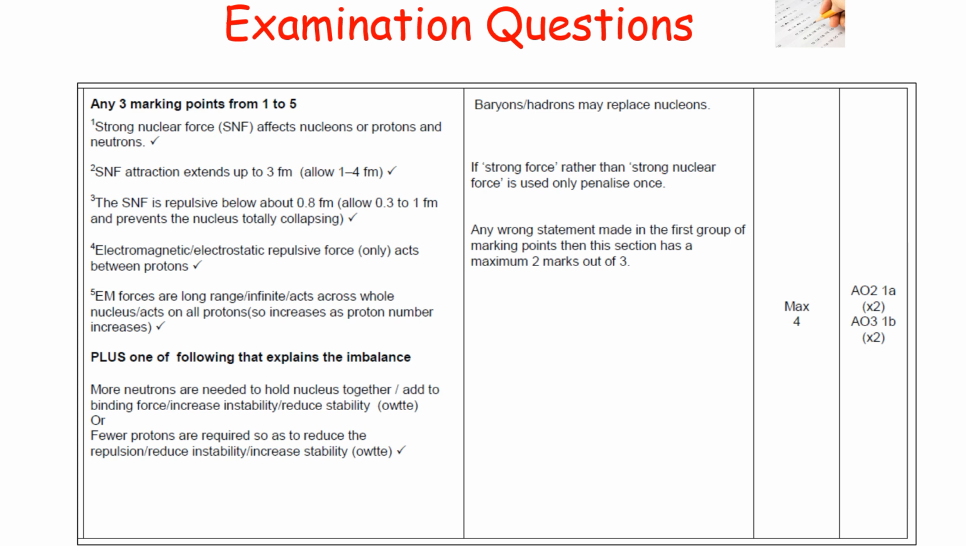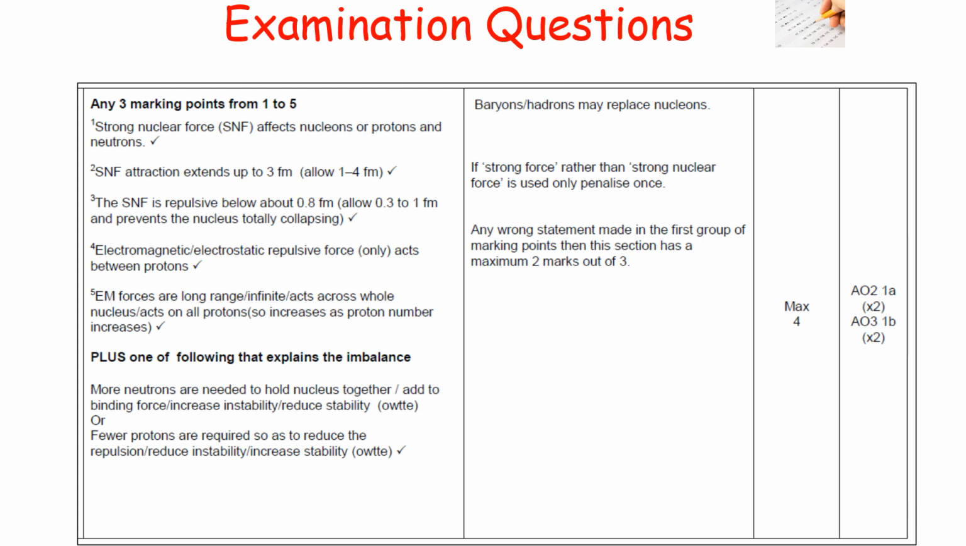So the idea is that you need more neutrons to hold the nucleus together, because they will increase your strong nuclear force, as they will experience that, but will not experience the repulsive electromagnetic interaction, so will therefore hold it together in a more stable fashion. So it's important to note that more neutrons will make it more stable.